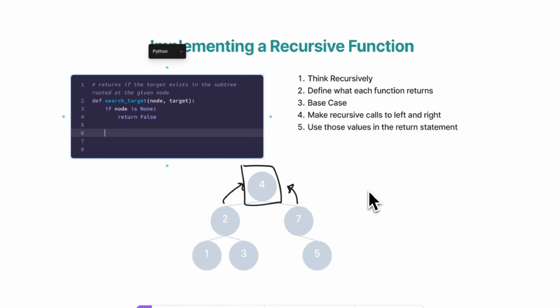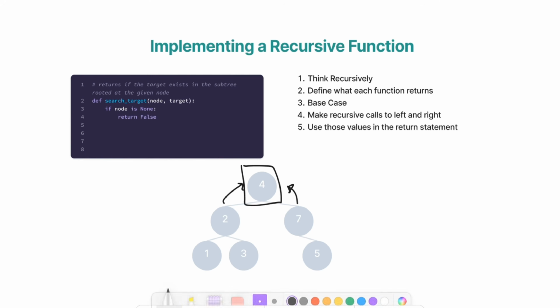But based on this definition, we also need some more information that we can't just get through the recursive calls. So let's say we're searching for the target 4 in this tree and we're at this node. Well, 4 doesn't exist in our left subtree, 4 doesn't exist in our right subtree, so those recursive calls would return false. But our node is actually equal to the target. So we also need to check if our node is equal to the target, then we can just return true right away. So I'm going to do that now in the code.